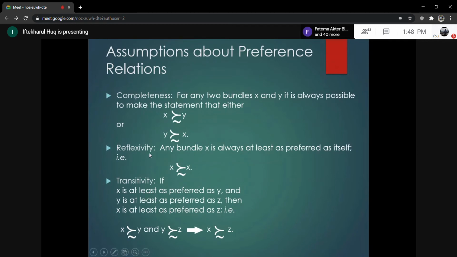Reflexivity, what do we mean by reflexivity? Reflexivity is basically just saying that any bundle X, sorry.